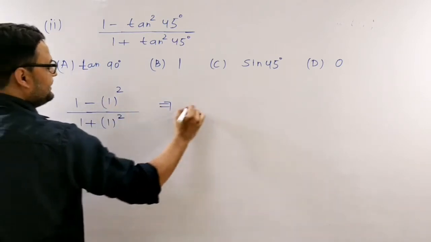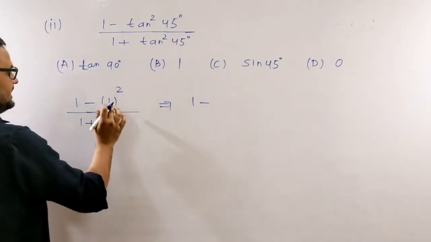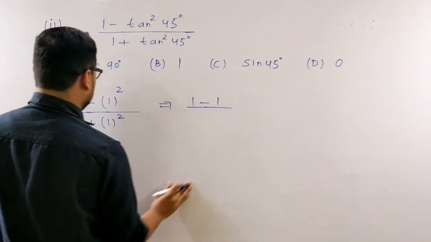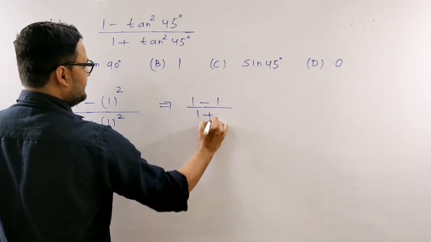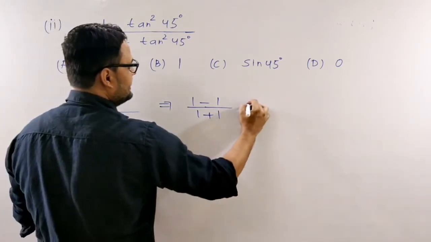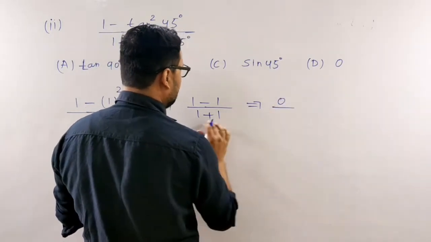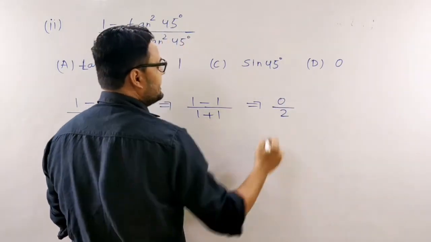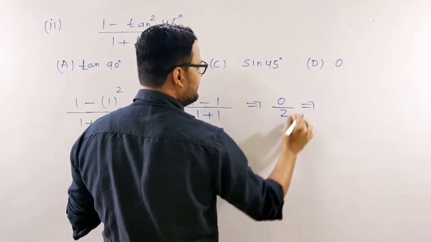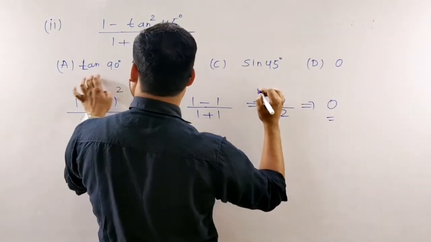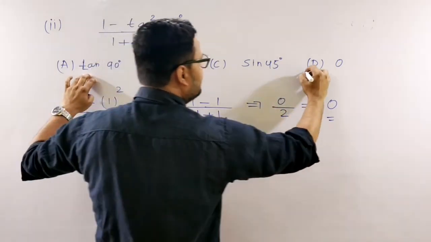So we got 1 minus 1 square, which is simply 1 minus 1, that is 0. And divided by 1 plus 1 square, that is 1 plus 1, 2. And 0 by 2 is 0, because 0 divided by any number is simply 0. So if you check, D is the right answer.